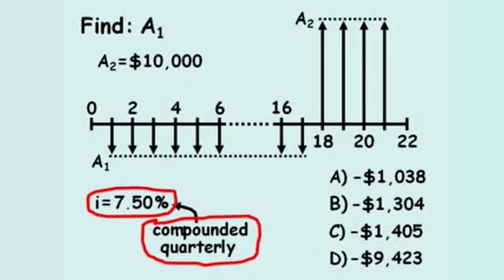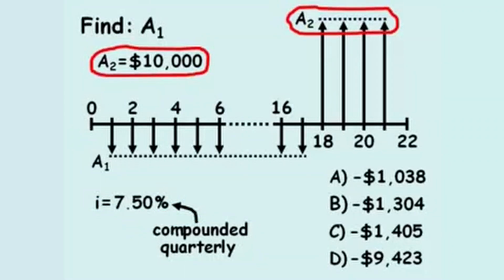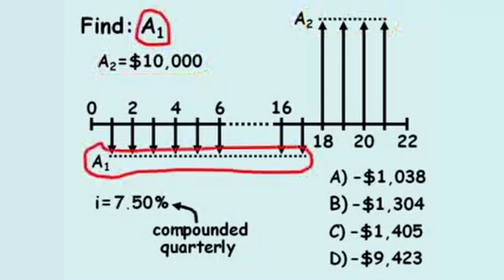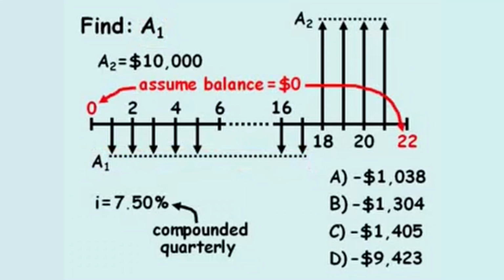In this problem, we know the annual cash flow A2 equals $10,000 for each of the 4 years, and we're asked to find the annual cash flow A1, and we should assume that there is a net balance of $0 in the account at both the beginning and the end of the cash flow diagram.